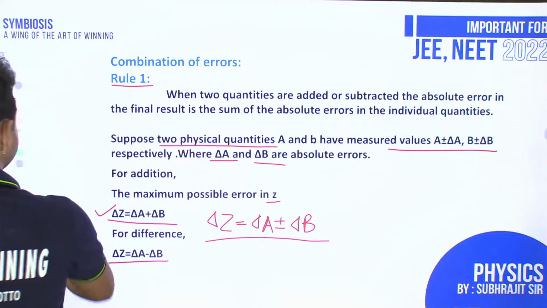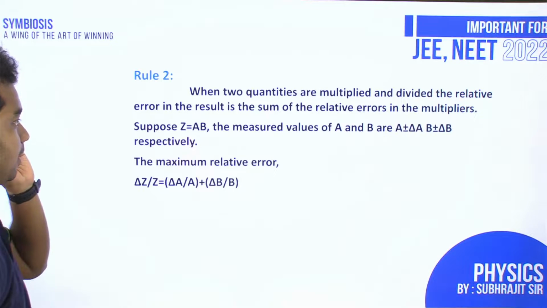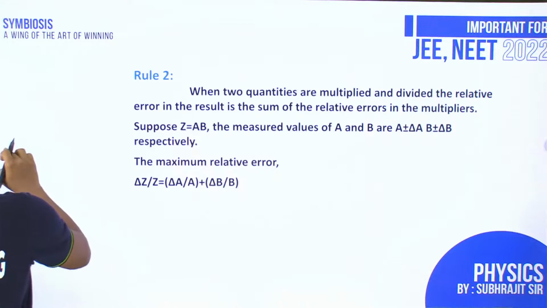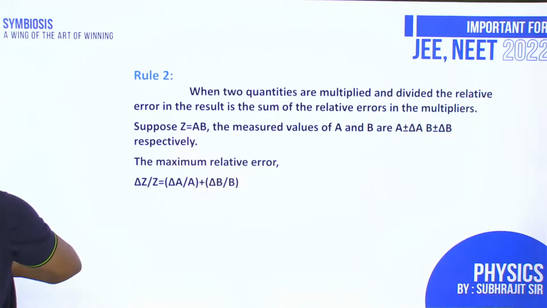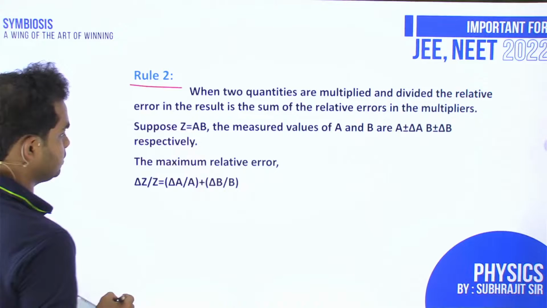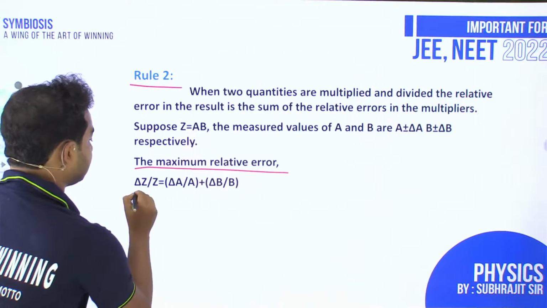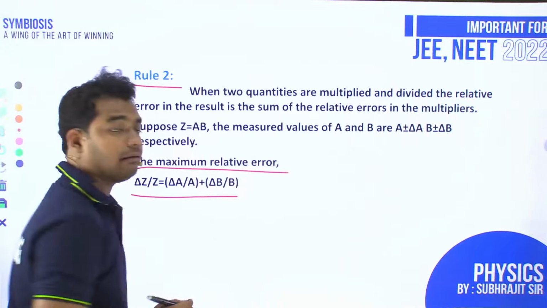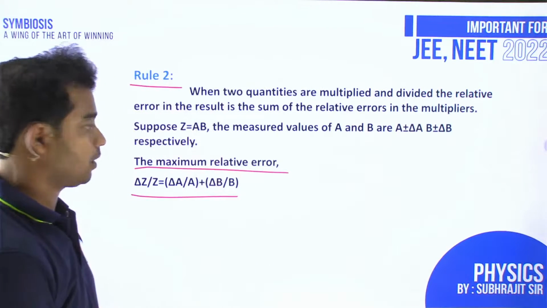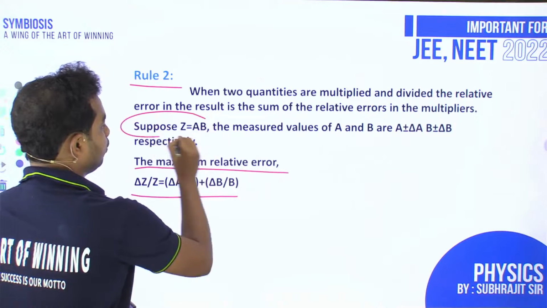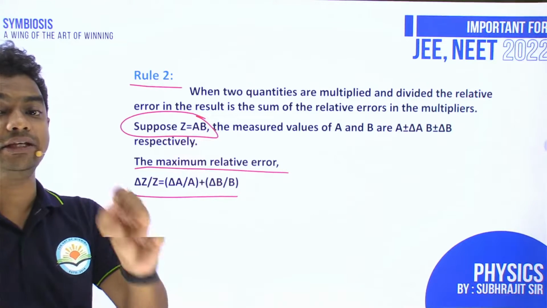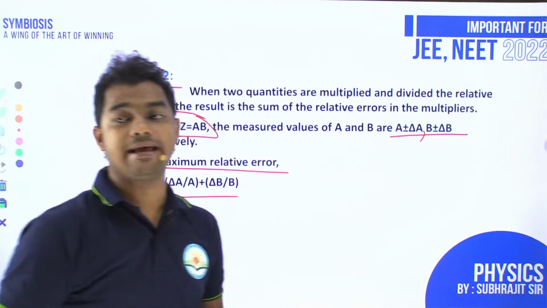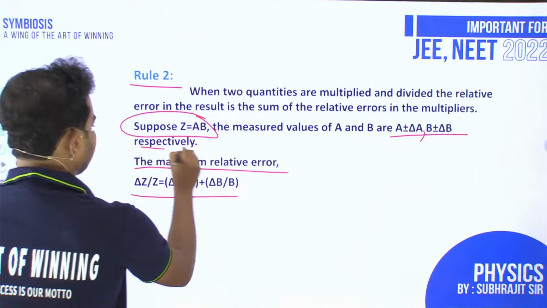Next, rule number 2. In rule number 2, the maximum relative error is del Z divided by Z equals del A divided by A plus del B divided by B. Here, let the equation be Z equals A into B, and the measured values of A and B are A plus minus del A and B plus minus del B. We already have got this.